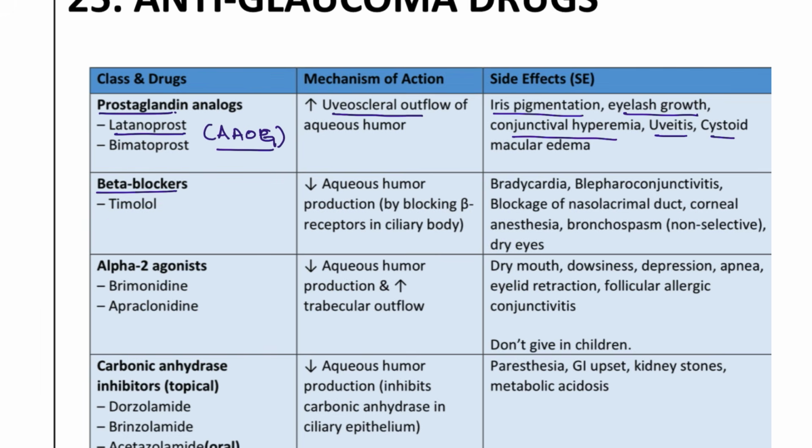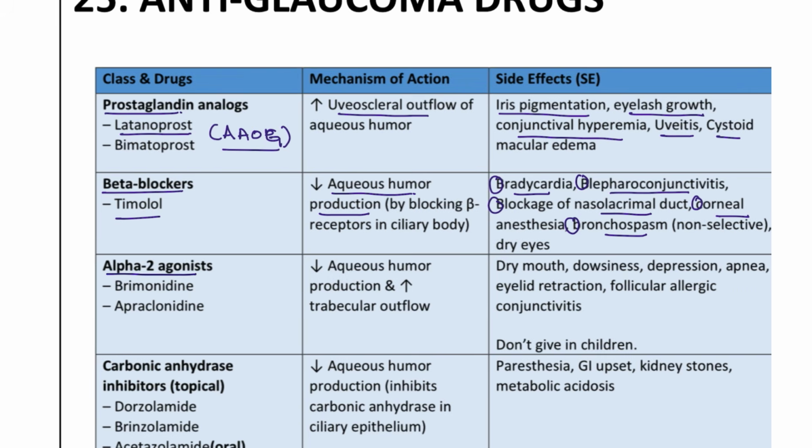And also we have the beta blockers. The drug of choice is timolol. It is a topical beta blocker. It will decrease the aqueous humor production. Side effects: bradycardia, blepharoconjunctivitis, blockage of the nasolacrimal duct, and bronchospasm, corneal anesthesia. All the B, C side effects will be seen in this patient.